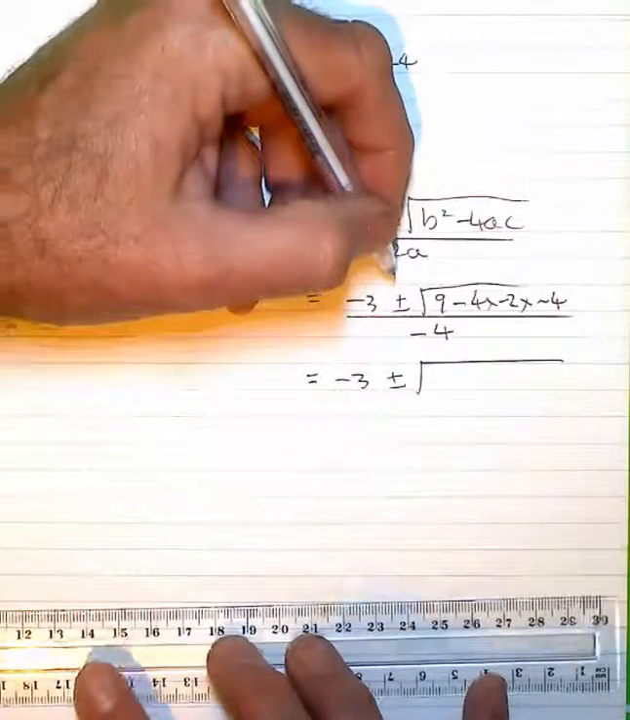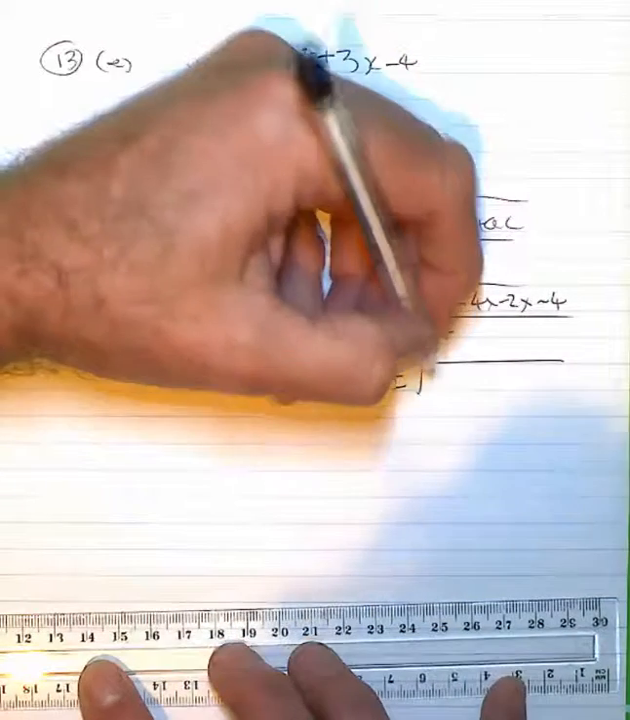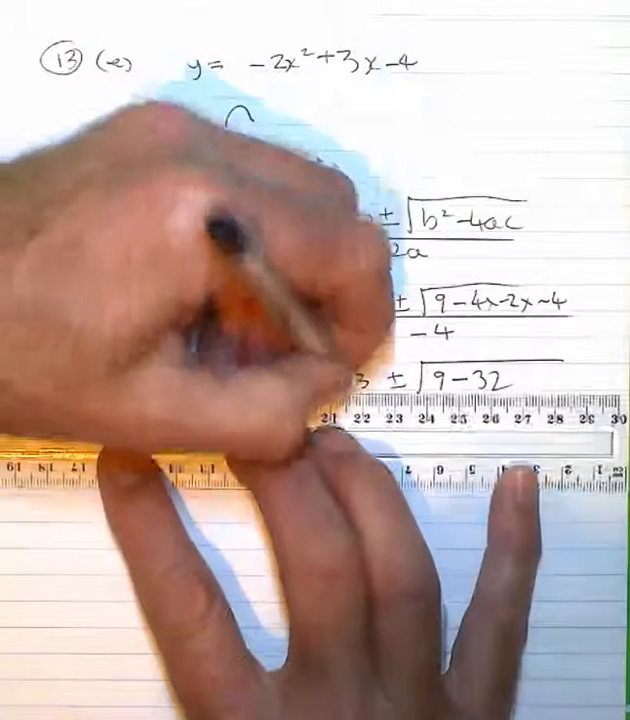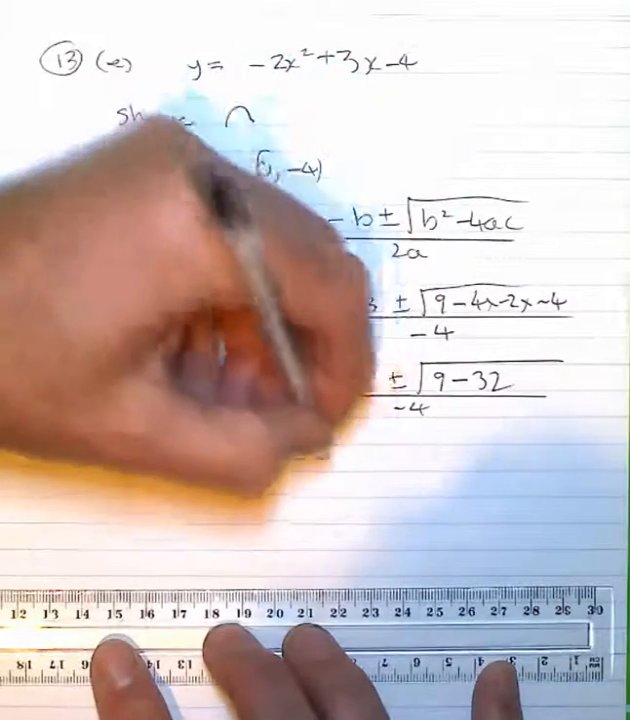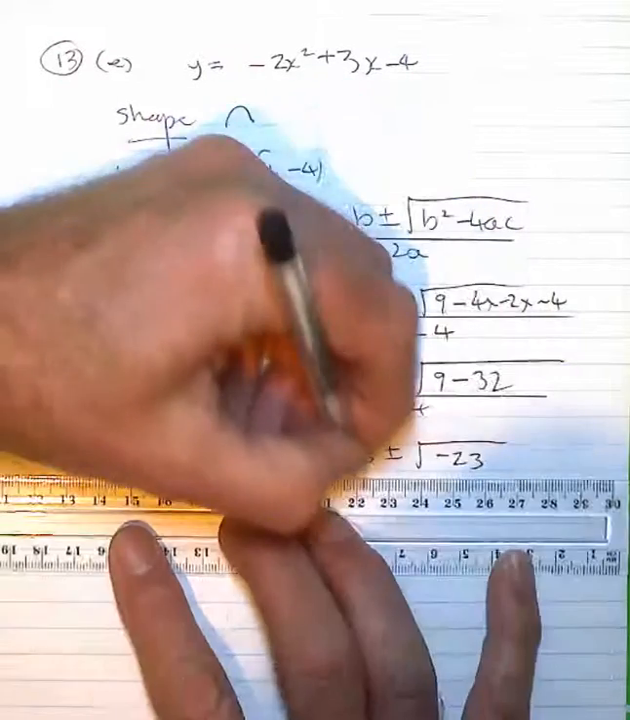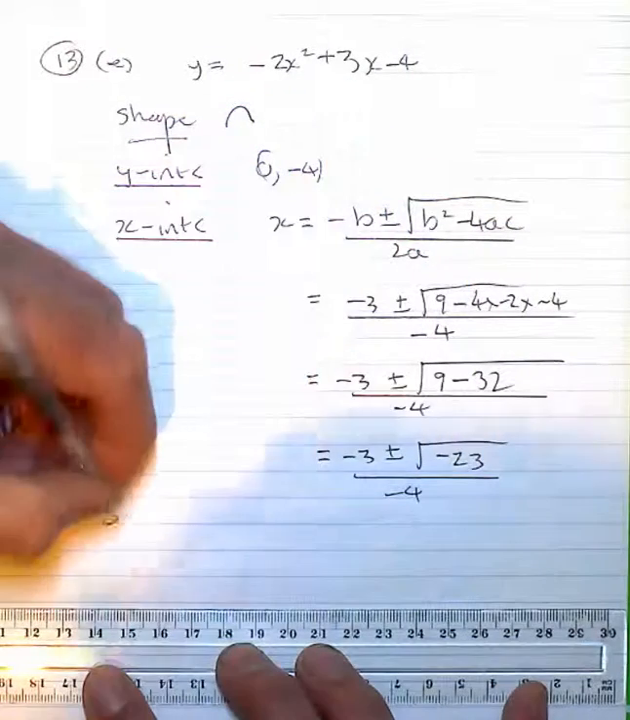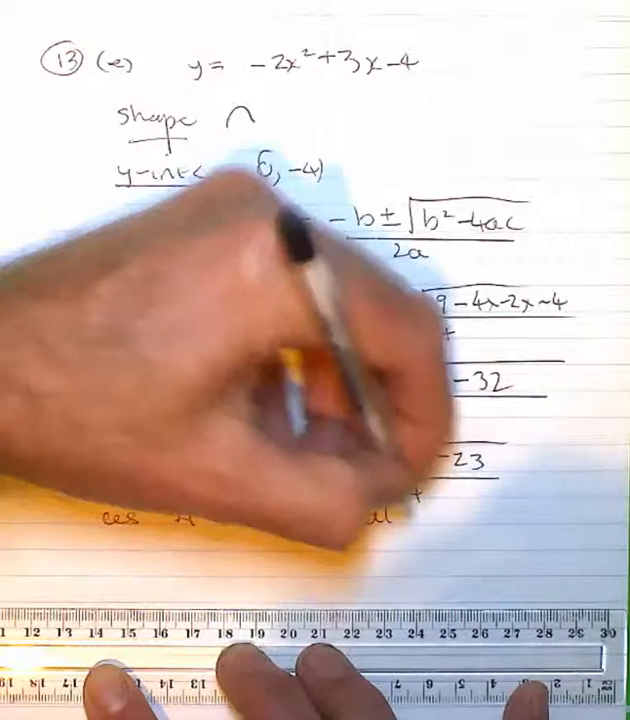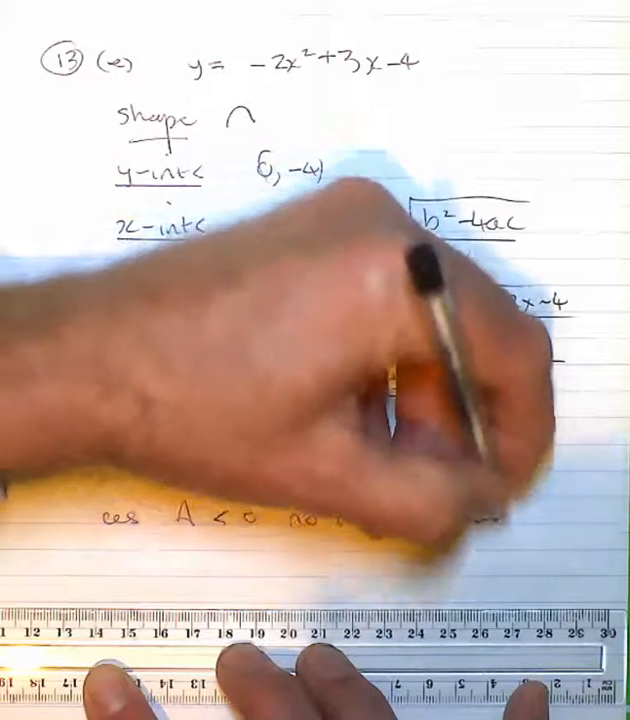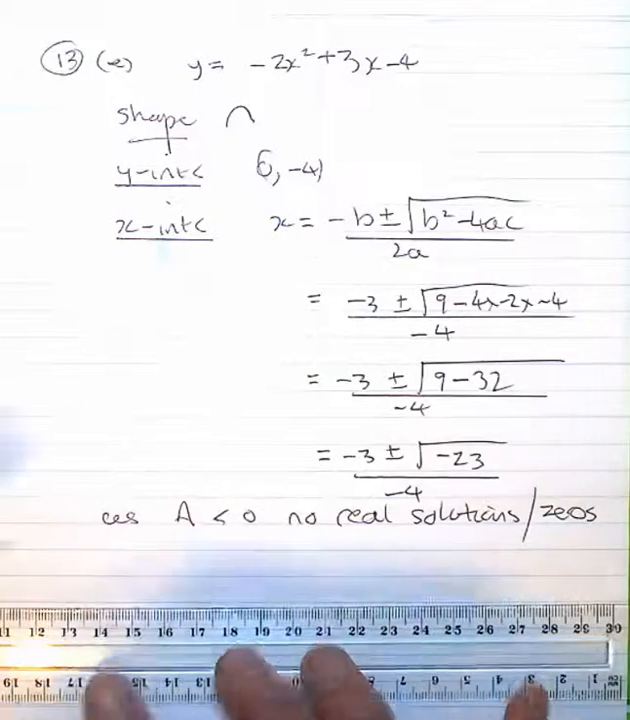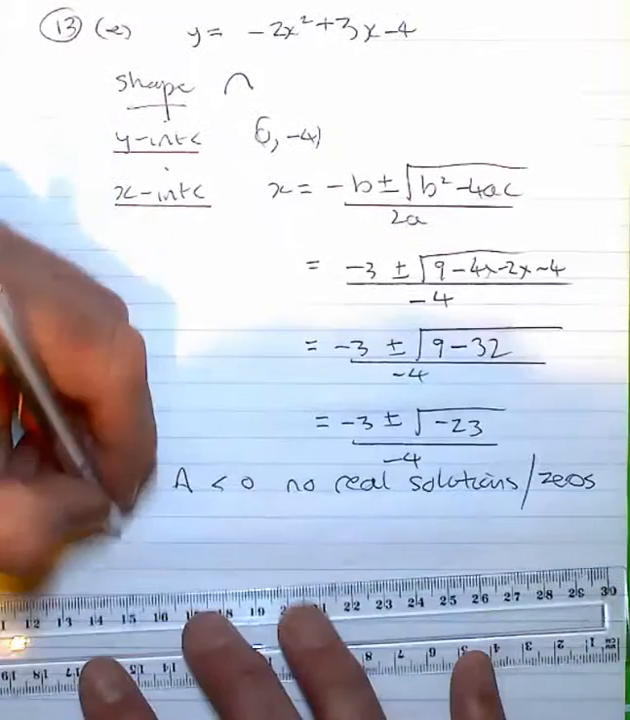And what I'll find here, I end up with 9 take 32. And that's obviously going to be less than 0. Now, as the discriminant is less than 0, no real solutions or zeros in this instance. I can, of course, find the turning point.